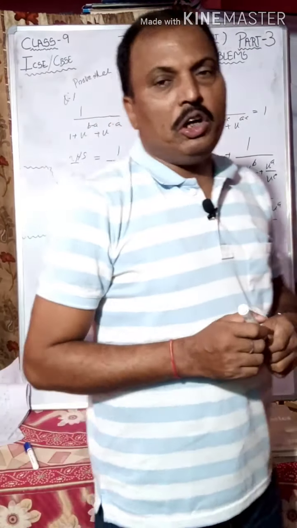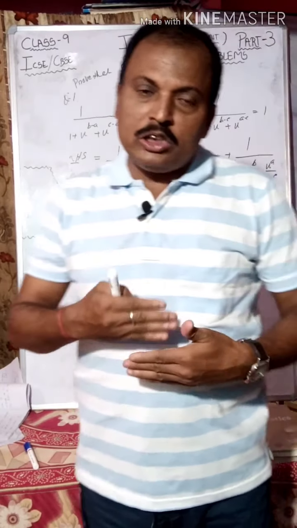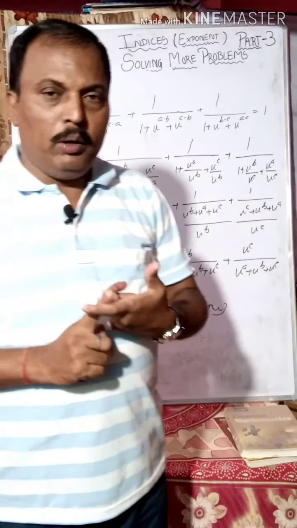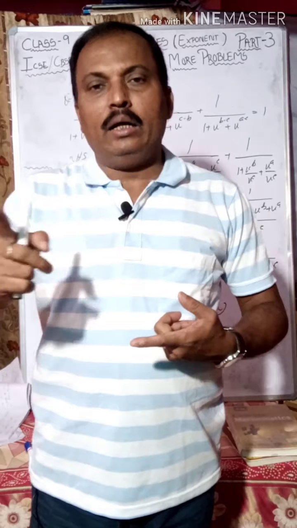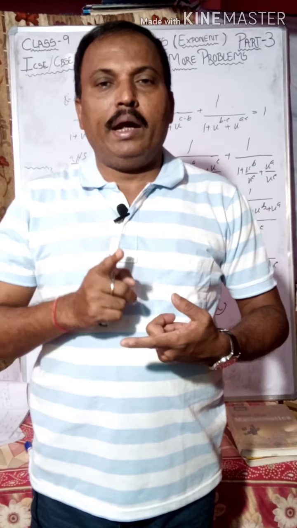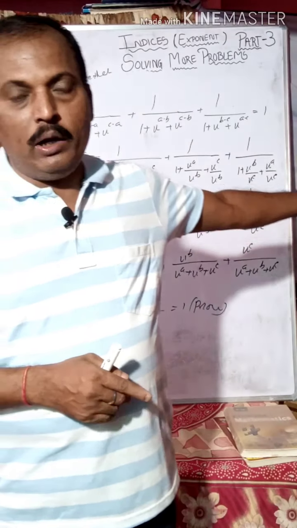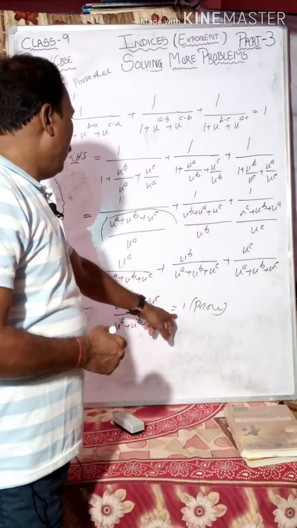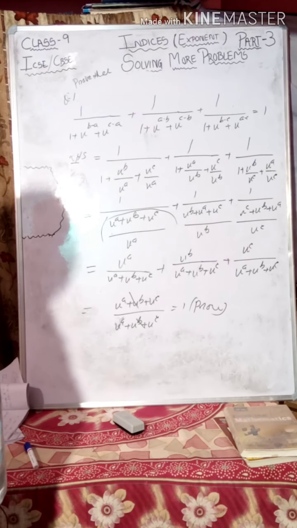Very easy, not much formula is implemented here, only one formula we can use: x to the power m minus n is equal to x to the power m by x to the power n. Then we do the algebraic addition and subtraction, and the result is 1. So the RHS is 1. Now take a screenshot, we will do the next problem.